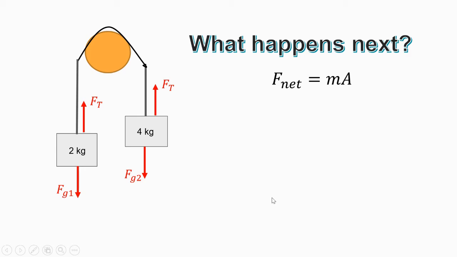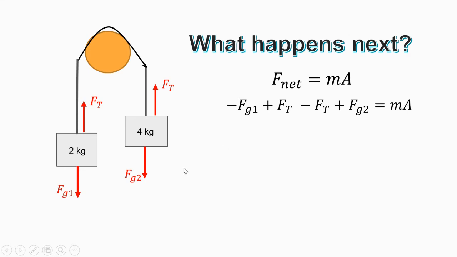What we're going to do is we're going to have an F net equation. We're just going to say F net equals mass times acceleration. And for F net, I'm going to list all the forces here, and I'm going to include the forces that are pulling the 4 kilogram box down as positive forces, and the forces that are encouraging the 2 kilogram box to go down as negative forces. Okay. So when I do that, I get this right here.